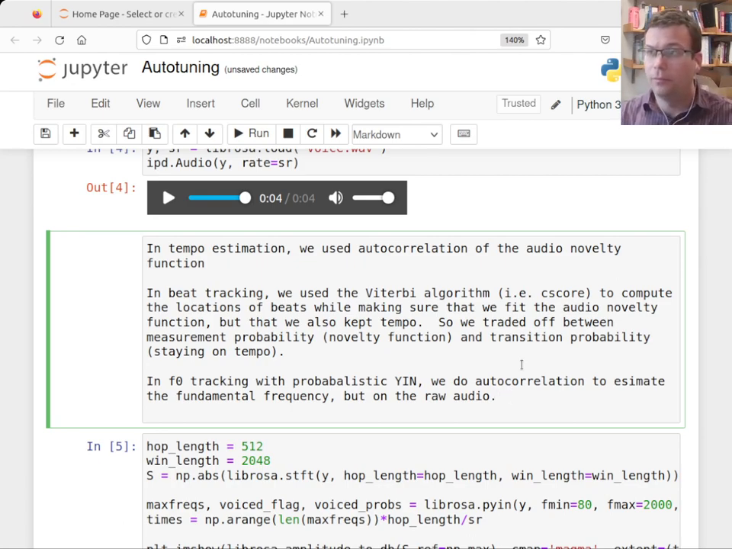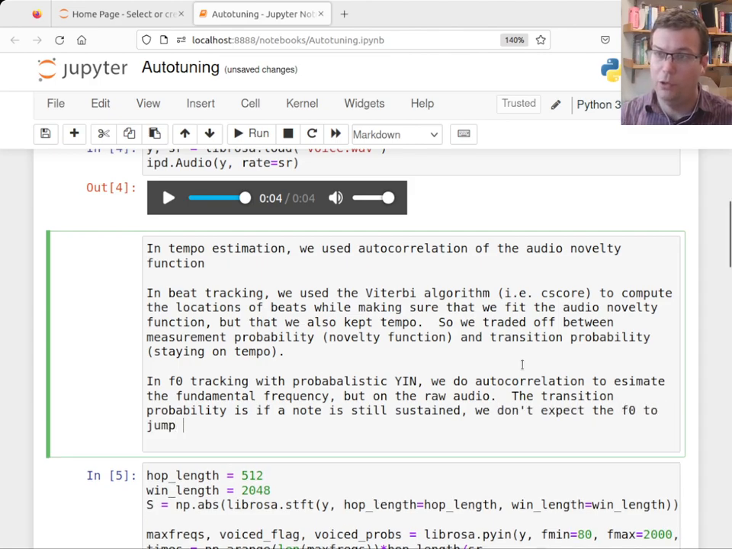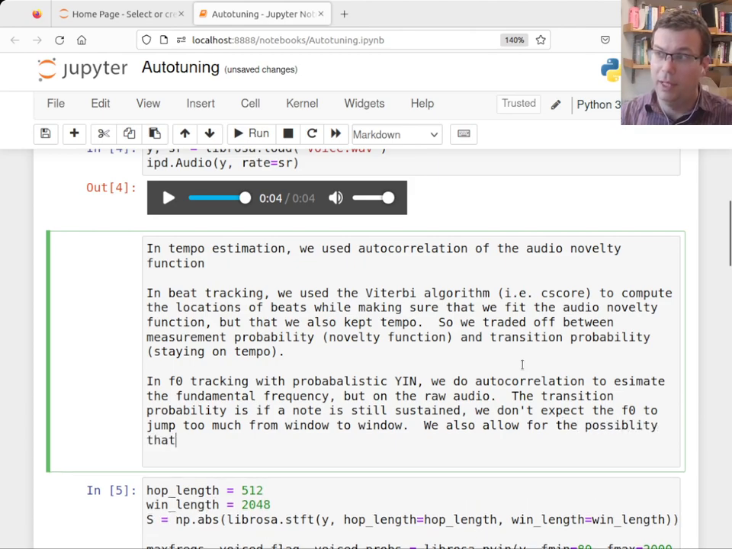And then the transition probability this time is, if a note is still sustained, we don't expect the fundamental frequency to jump too much from window to window. We also allow for the possibility that a note is no longer active. So maybe they're not singing anymore.